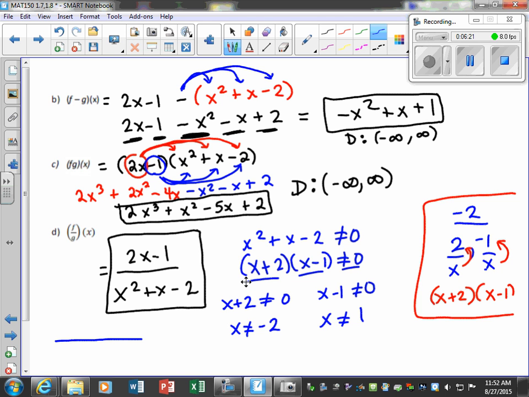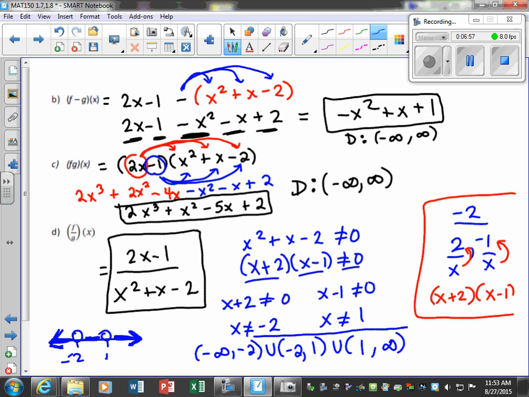Now if it helps to see a sketch of this, if it helps you write interval notation, that's a negative 2. It means it can't be this, and it can't be this, but everything else. So naming this left to right, that's going to be from negative infinity to negative 2, parenthesis, union negative 2 to positive 1, union, and then from 1 to infinity. So our domain for this part D is here.